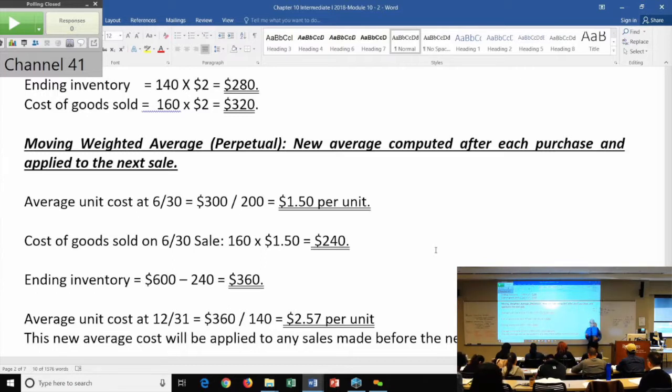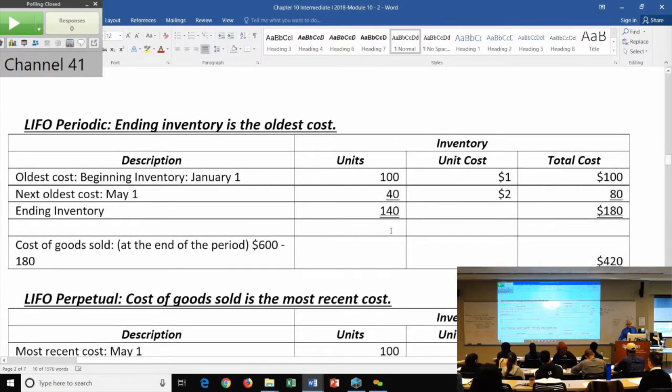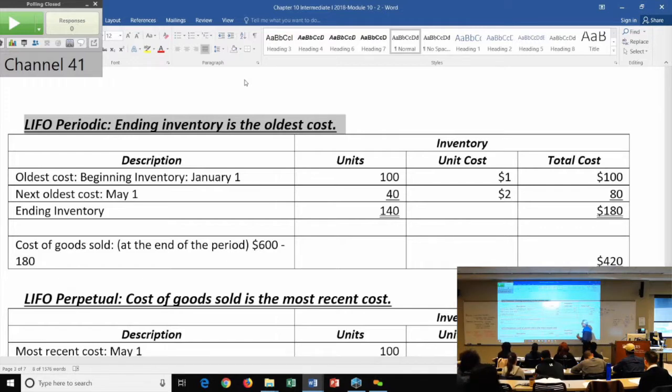All right, one method to go. Then we're going to do the comparison. What about LIFO? LIFO is going to assign the oldest cost to ending inventory and the most recent cost to cost of goods sold. Once again, periodic focuses on the ending inventory. Now, the interesting thing here, again, is that with periodic you wait until the end of the period in order to record the cost of goods sold. So the ending inventory is going to be 140, and we're going to take the oldest cost for ending inventory.